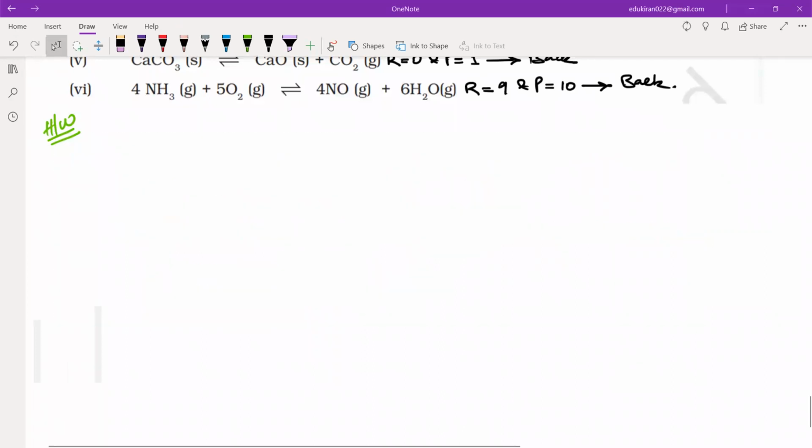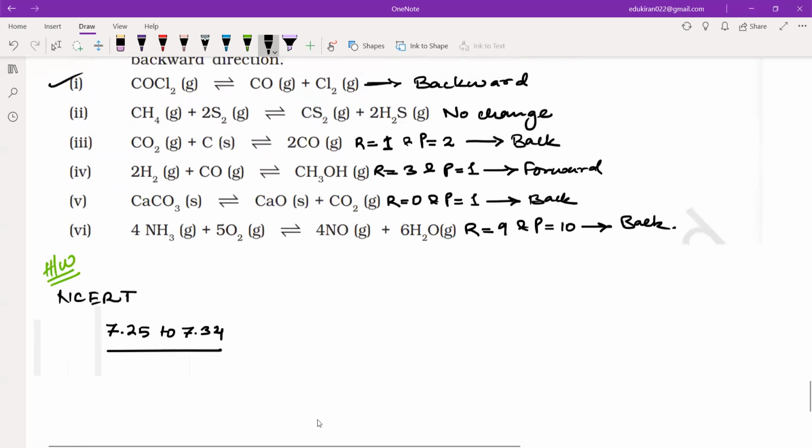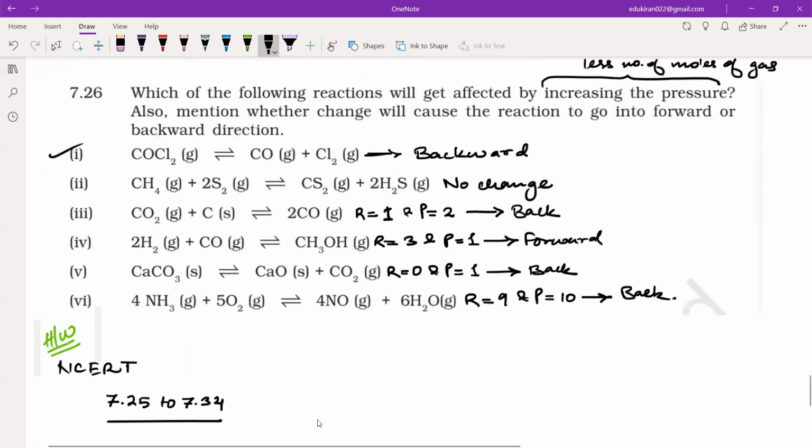So homework will be the NCERT exercises. You did till 7.24 now, so you can start with 7.25. That is also a similar type of question that we discussed today. So 7.25 to 7.34. I don't think in these you will have much calculation. These are questions where you just have to say forward or backward, not like the previous type of questions that we did.